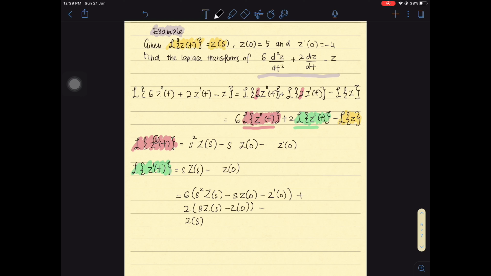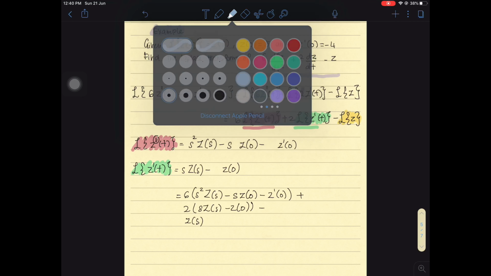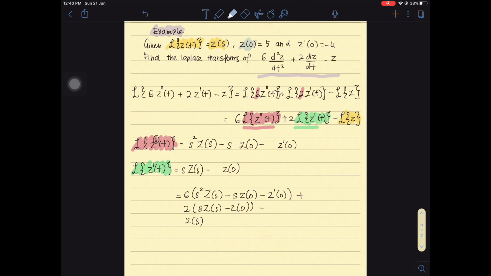And before this, it's given to you that z(0) is equal to 5 and z'(0) is equal to -4. So let's substitute it directly here, where here you have z(0) is equal to 5 and z'(0) is equal to -4, and here you have z(0) is equal to 5. So let's substitute before we expand.